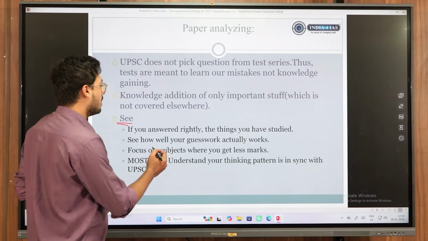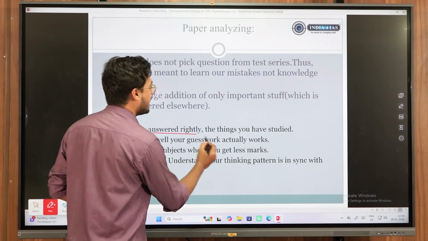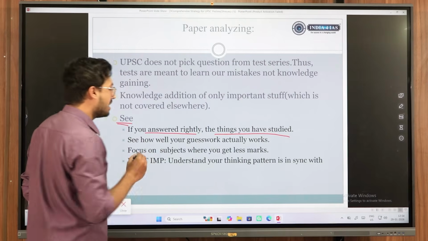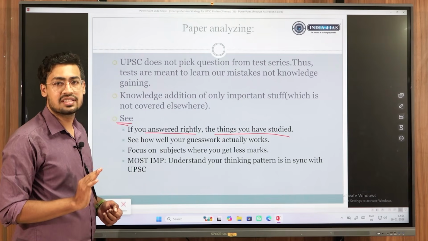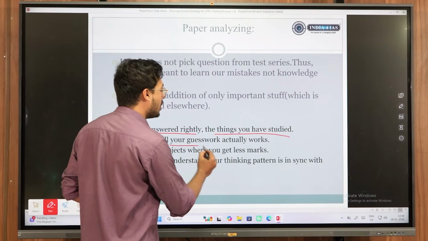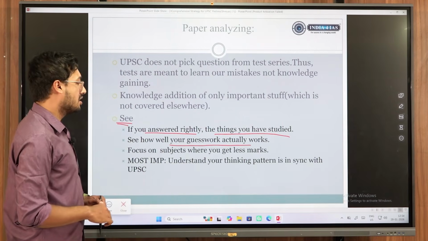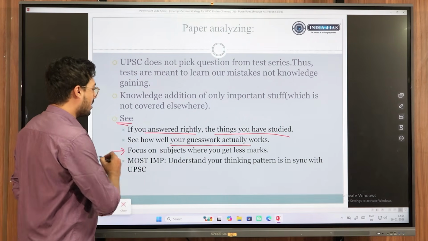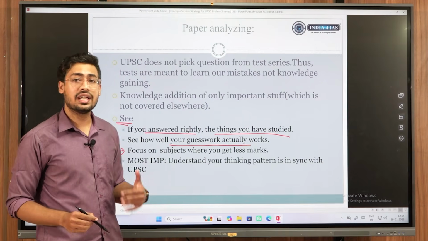Similarly, like I said, you need to see if you answered things rightly or not. If you answered things rightly, then it means that you have control over the static, or else you need more revision. Similarly, you need to see how well your guesswork has worked. There is also another thing where you need to focus on the subjects where you get less marks.